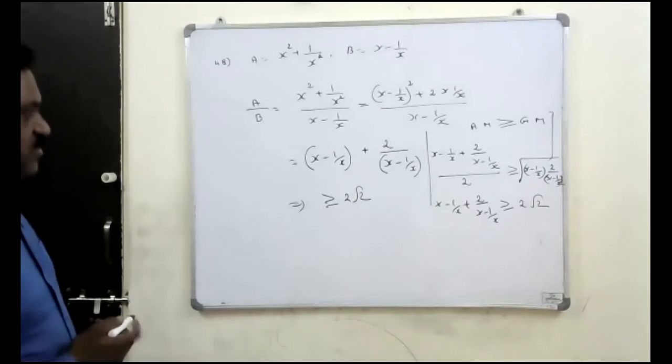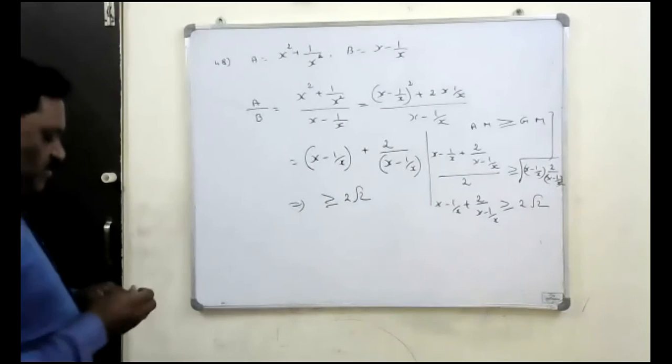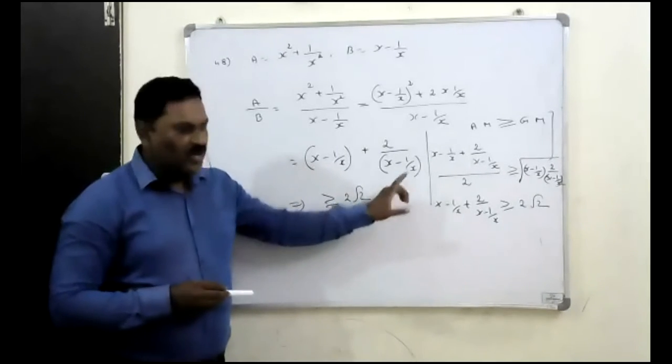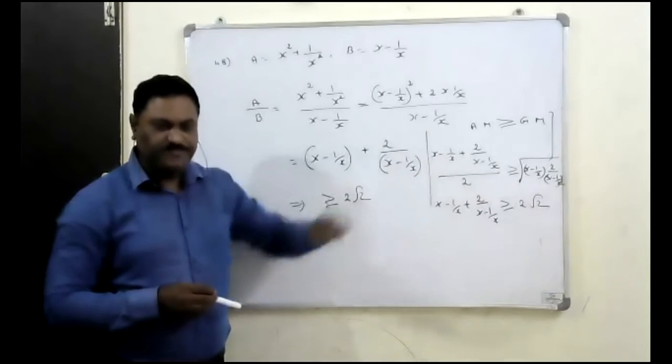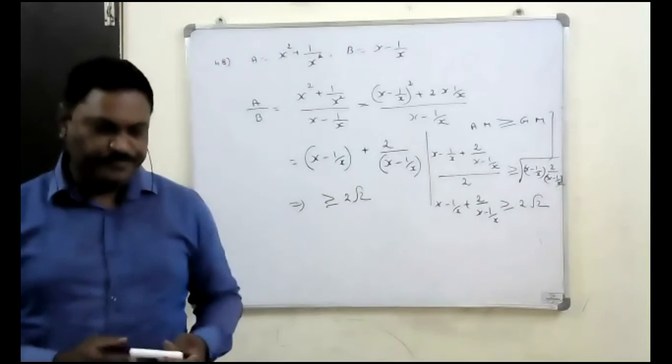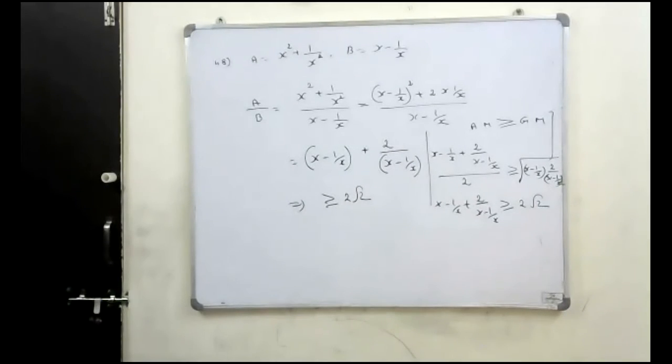Okay, that is the answer for it. So always remember that whenever they have given a term and its reciprocal, always you should think about this condition: arithmetic mean greater than or equal to geometric mean, to find its least value. Take that.